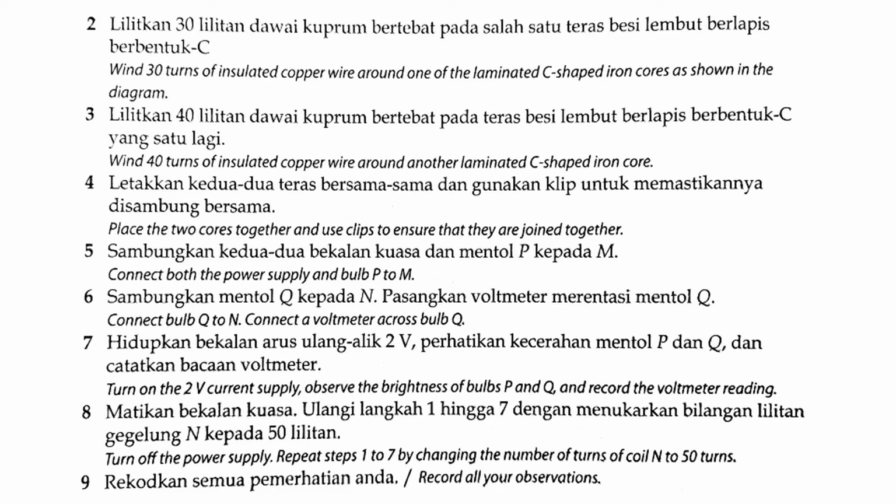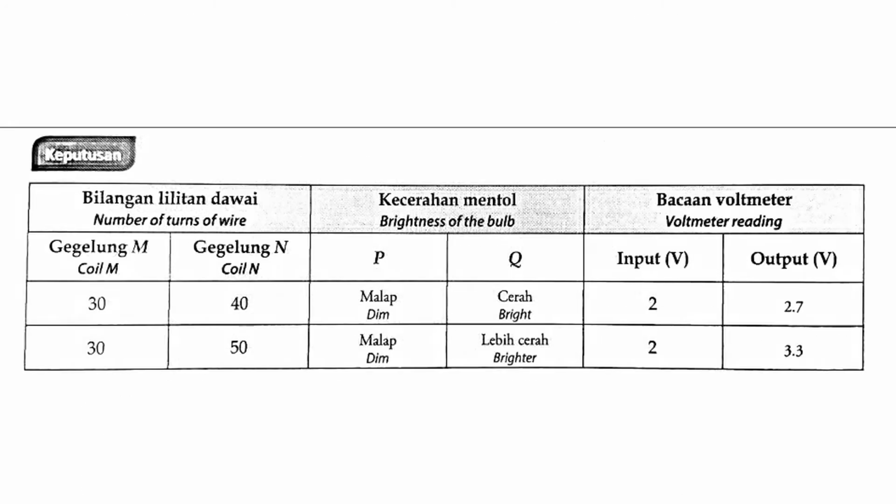Record all your observations. The number of turns of wire for coil M in the beginning is 30 and in the end of experiment is 40. We can see the brightness of the bulb P is dim and bulb Q is bright. The voltmeter reading for input is 2 and output is 2.7. The number of turns of wire for coil M in the beginning is 30 and in the end of experiment is 50. We can see the brightness of the bulb P is dim and bulb Q is brighter. The voltmeter reading for input is 2 and output is 3.3.